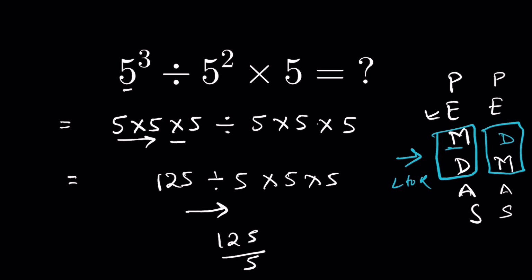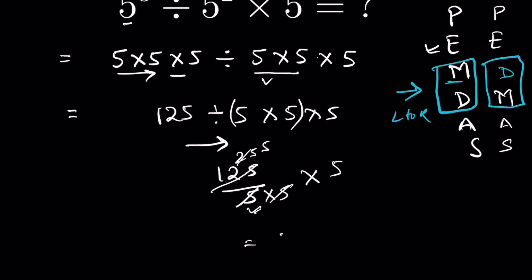But you see, this will not be correct because this expanded part of the exponent is not 125 divided by just 5 as we have done here. It will be grouped together like this, and we will have to divide 125 upon 5 times 5, and then it will be times 5. So 5 times 25 is 125, then 5 times 5 is 25, and then 5 times 5 is 25.